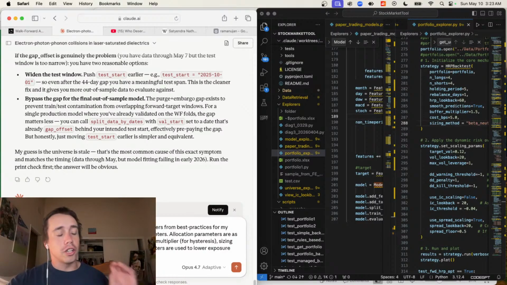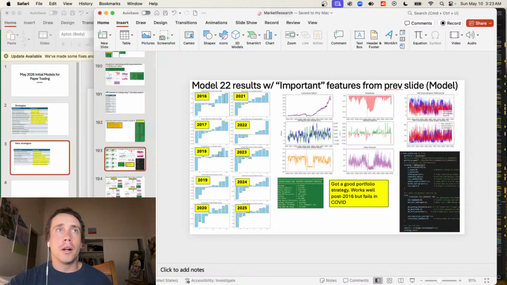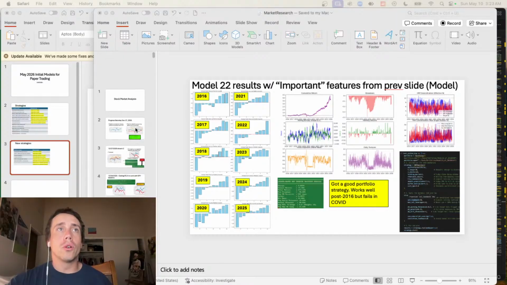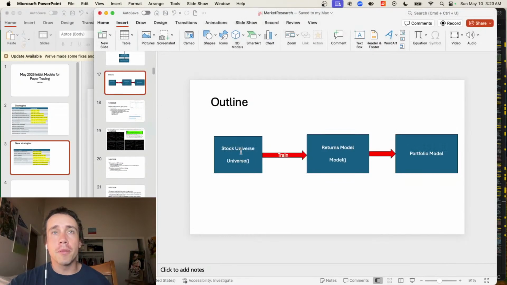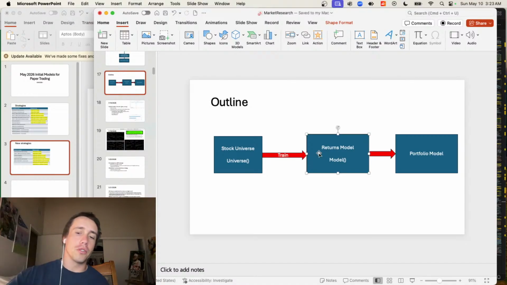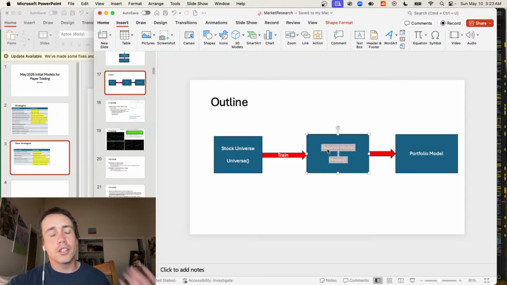So there's this core prediction model. Let me show the PowerPoint real quick. The workhorse of the strategy is the prediction model. I'm isolating a universe, then feeding this universe and features into a model to predict returns. Once you have a good model that predicts the returns, this is the real workhorse. This is what takes most of the time to create and most of the research.